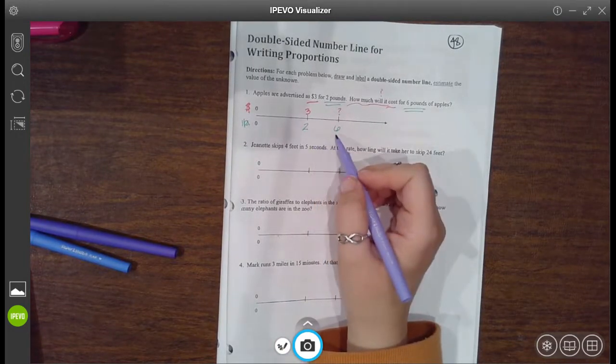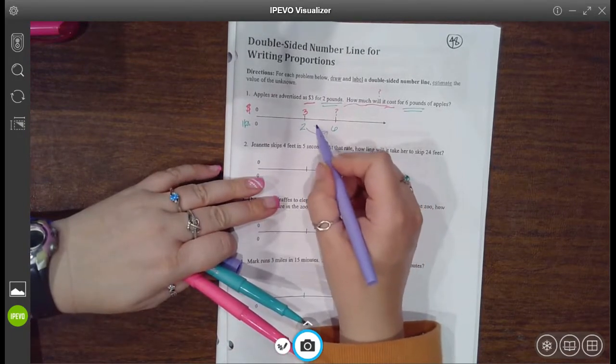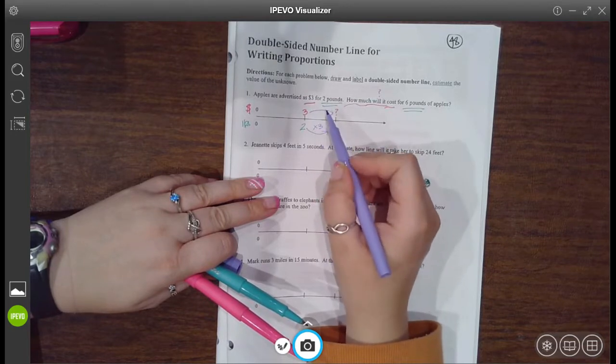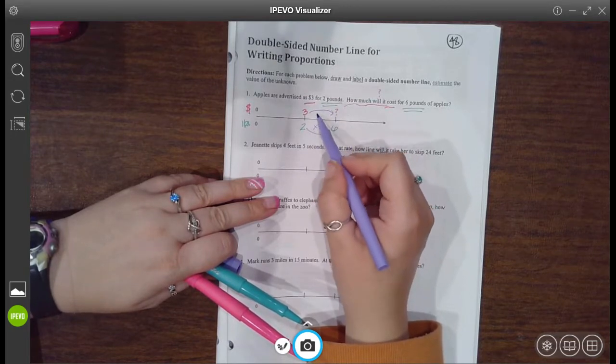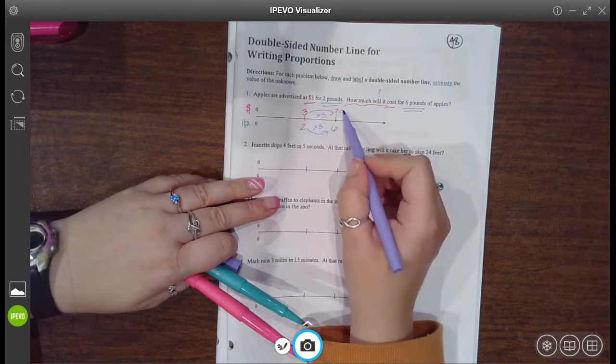Once you have this set up, you want to think to yourself, okay, 2 times what is 6? Well, 2 times 3 is 6. So whatever you did here, do on top. Since I multiplied the bottom by 3, I'm going to multiply the top by 3. And 3 times 3 is 9.